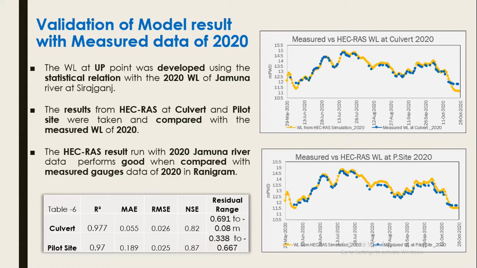And then the model was validated with 2020 data. Here also the water level at the Union Parishad point was developed using the statistical relation with the Jamuna River at Sirajganj point, and then the model was run with this boundary condition data. The results from HEC-RAS at the culvert and pilot point were taken and compared, and it also shows a good result.